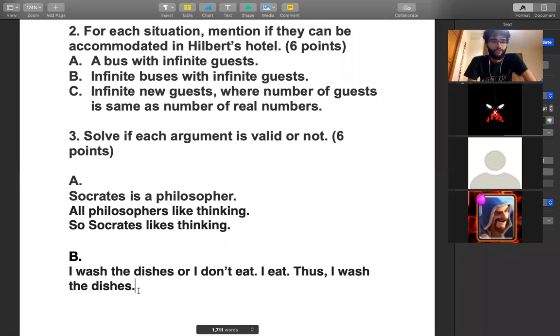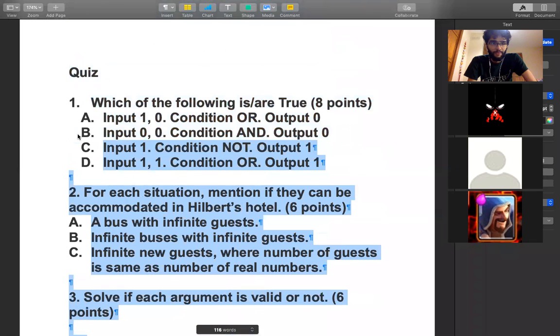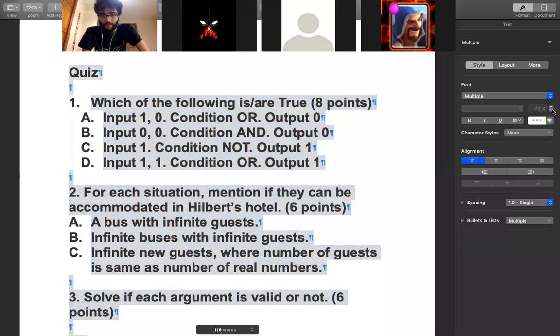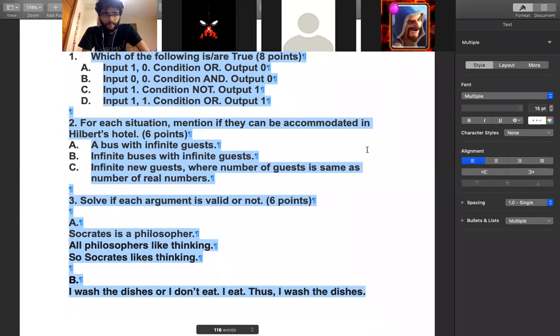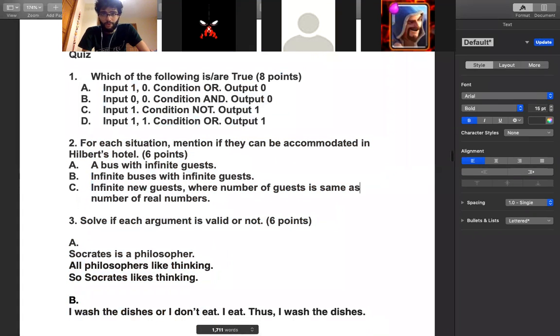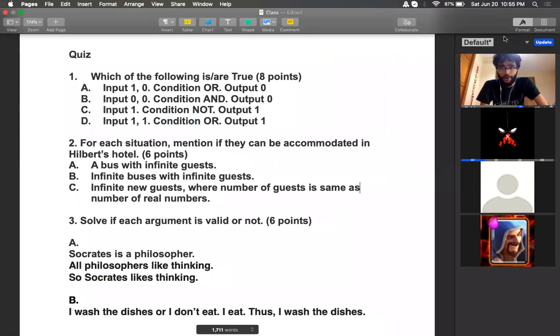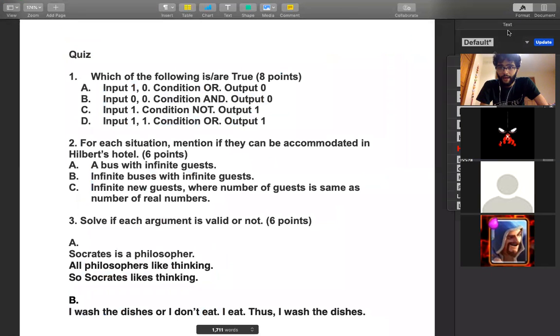Okay, so I'm going to reduce the font a little bit so that all the questions can be visible at the same time. Okay, so now it is looking good. And let's start. Thank you.